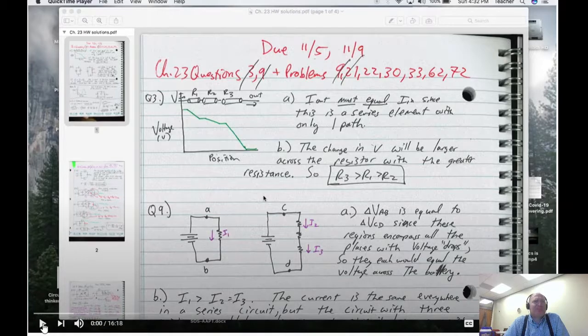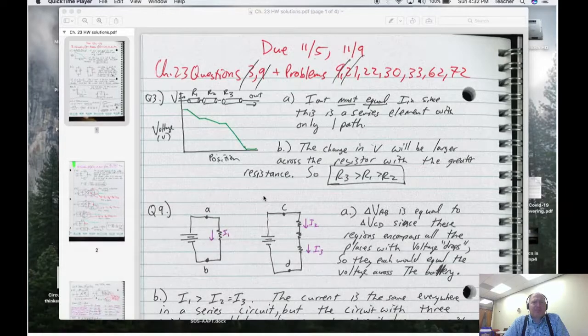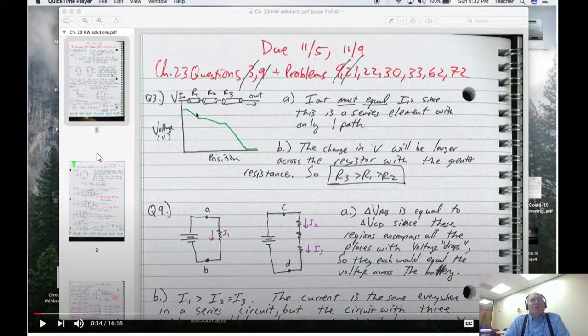So let's get started. Questions and problems for chapter 23, except for the last section or two which deal with capacitors in series and parallel. We'll be dealing with that soon. At any rate, what we've got here are three resistors. They're in series with each other. So this is pretty cool.